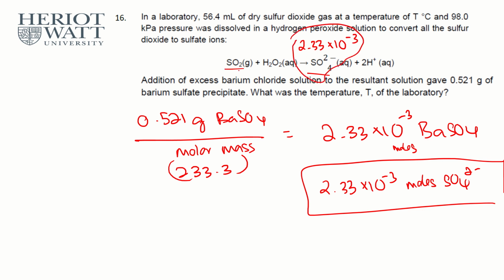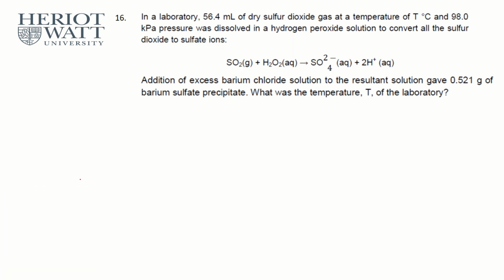So how many moles of sulfur dioxide are expected? What is the ratio here? 1 to 1, right? So this one is expected to have 2.33 times 10 to the power of negative 3 moles as well. Now we got the mole of sulfur dioxide. And with all the other information, we're going to sub into the PV and RT equations, which is what I'm going to do now. PV equals nRT.